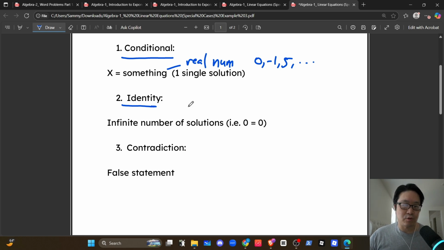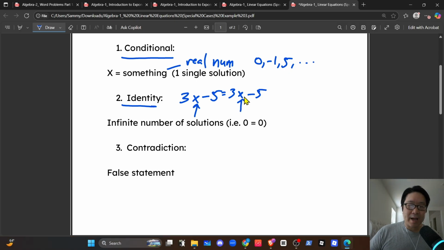The second is identity, and this is when we get a situation where an infinite number of solutions is possible. If you get something like 3x minus 5 equals 3x minus 5, what you have is a situation where the left side equals the right side. In other words, whatever you plug in for x, you'll always get a true statement. And if you solve for x, what you end up with is 0 equals 0. This means you get an infinite number of solutions, and it's called an identity.